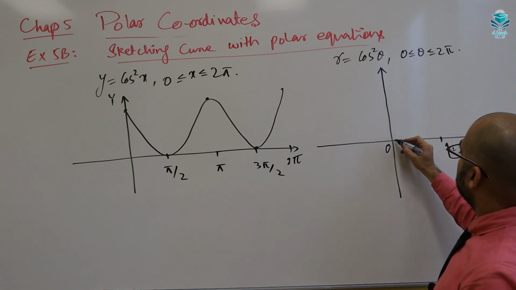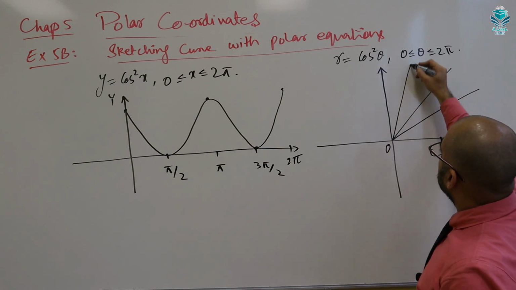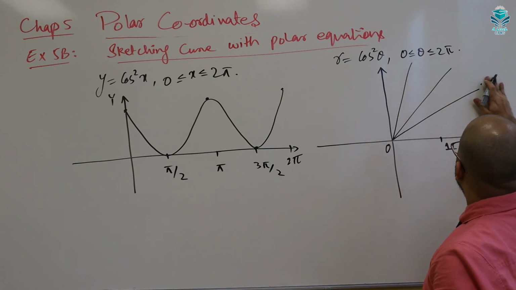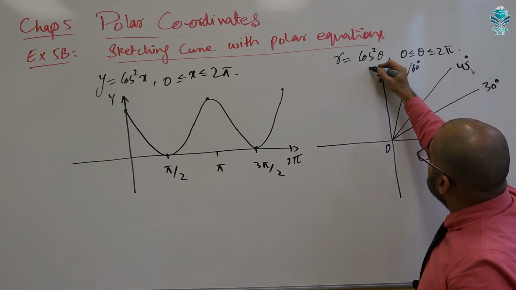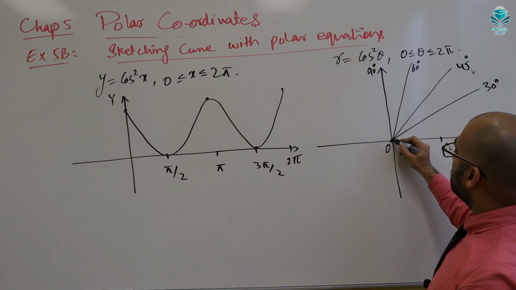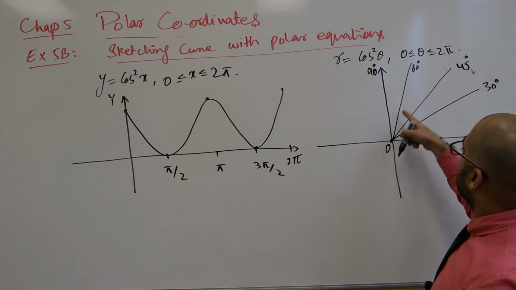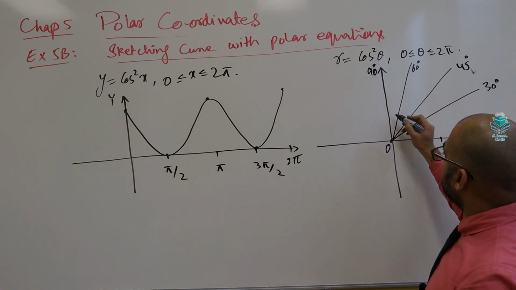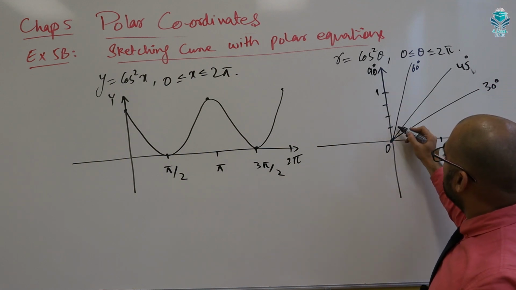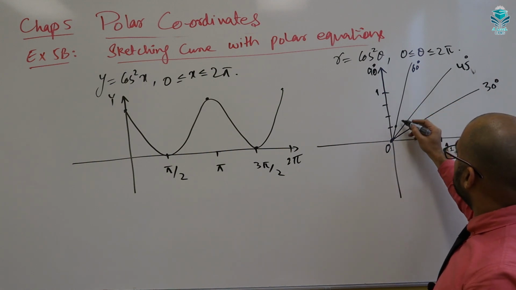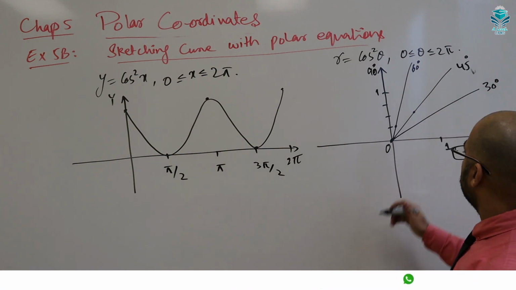r is 1. Then we take angles pi by 6, pi by 4, pi by 3, meaning 30 degrees, 45 degrees, 60 and 90. At 90 it is 0. When you substitute 90 degrees, r will be 0. Understand? At 60 it is 1 by 2, so you will get 1 by 4. At 45 it is 1 by 2. At 30 degrees it is root 3 by 2, meaning 3 by 4, which is 0.75.